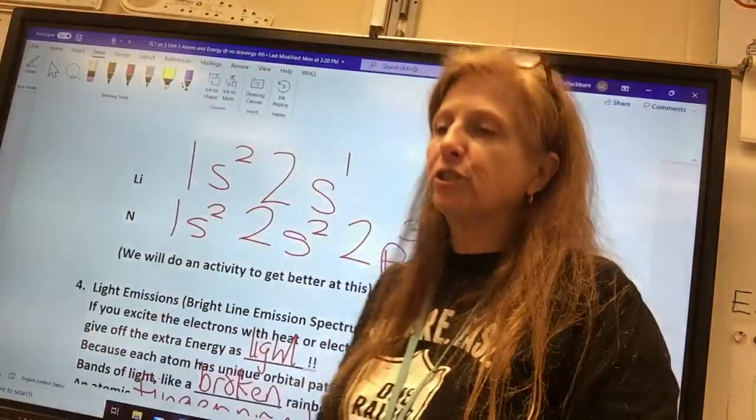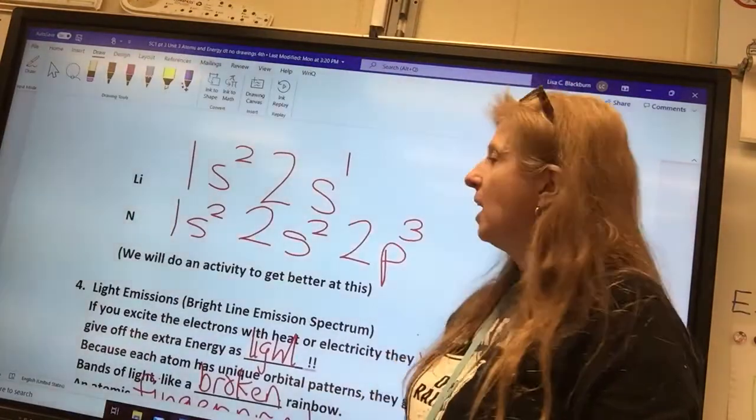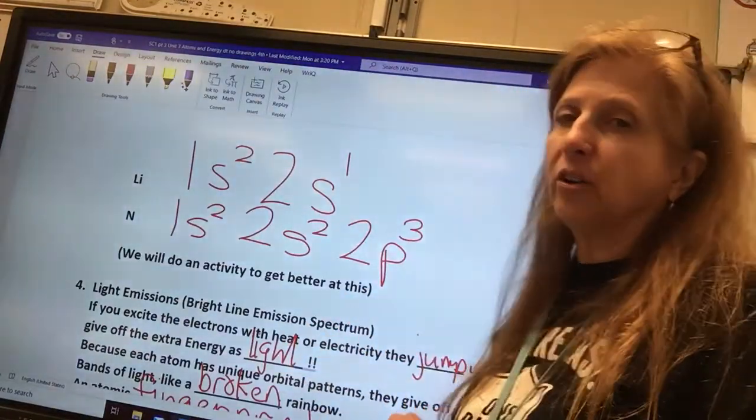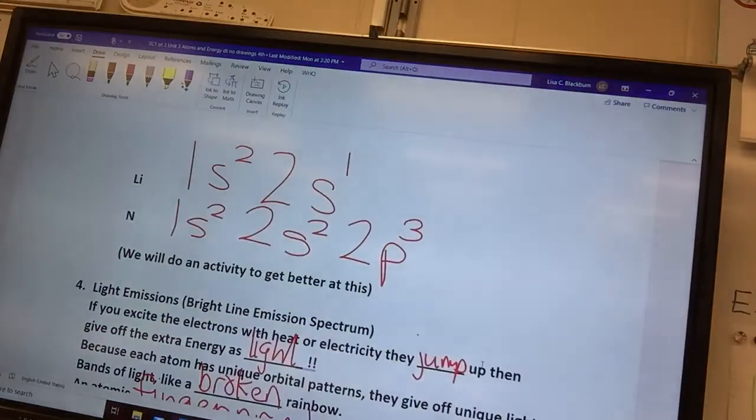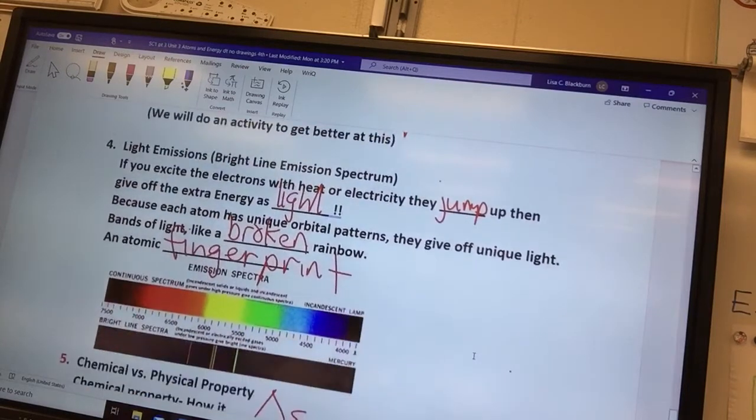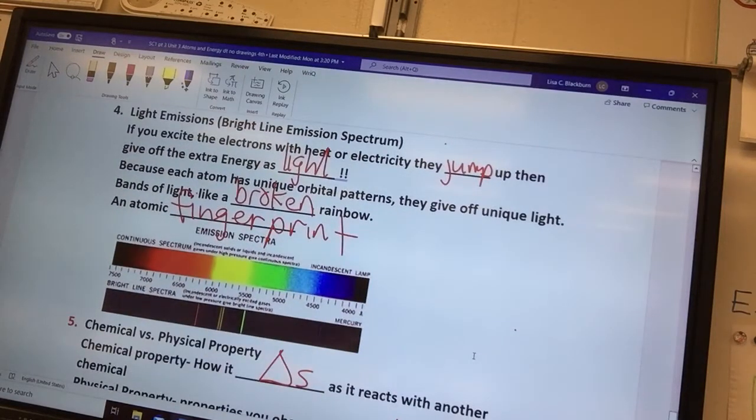All right. Shh. Get quiet again. All right, now light emission. You already learned about this in your video, that when the electrons jump up and get excited by heat or electricity, they jump down again. And when they do, they give off the extra energy as light.